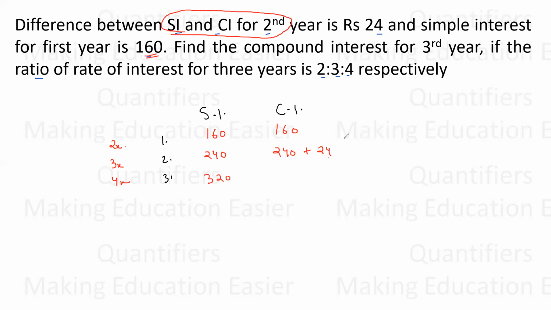So we need to check that 24 is what percent of 160. Now if we calculate it, this comes out to be 15. So what does it mean, students? This means that the second year rate is 15%. So if the second year rate is 15%, we can definitely say that the third year rate will be 20%. I hope all of you are getting this concept.